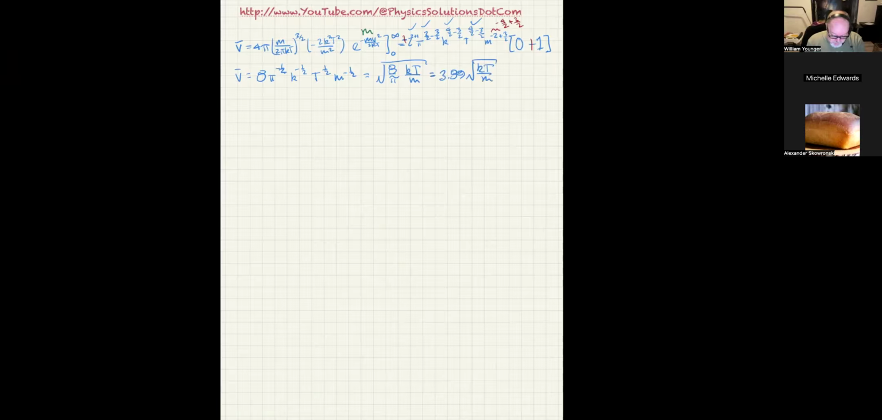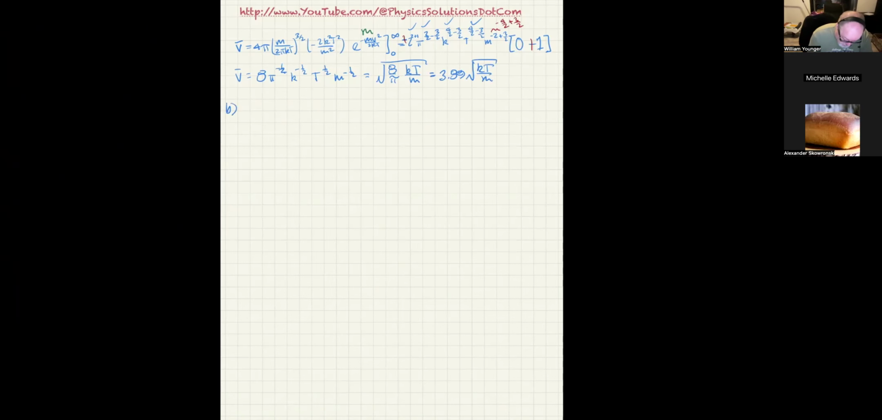So that's how that one worked. Again, something's wrong with the 2. This 2 was supposed to come out to the 3 halves, but I don't know why I don't have that. Oh, I see why. I completely missed the 2 in the bottom of the 3 halves power, so that's what happened. Okay, so keep that in mind. Anyways, that's roughly how you do it.